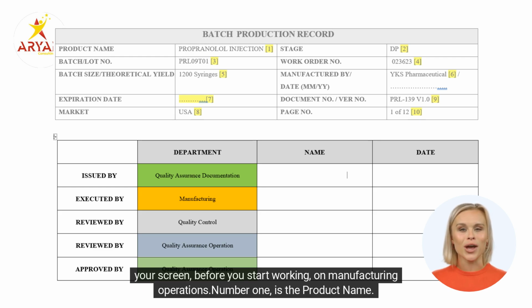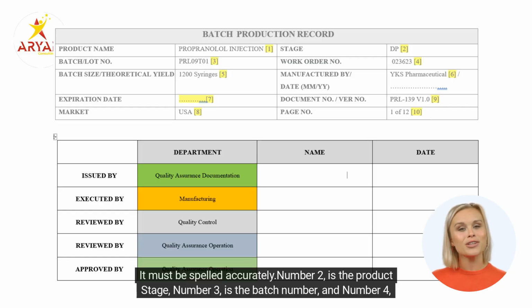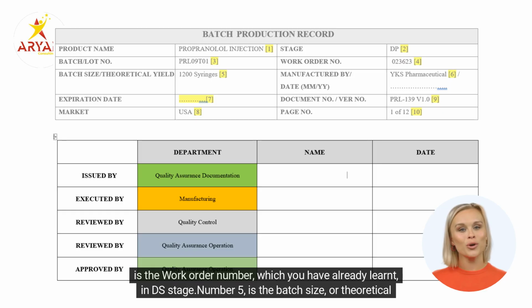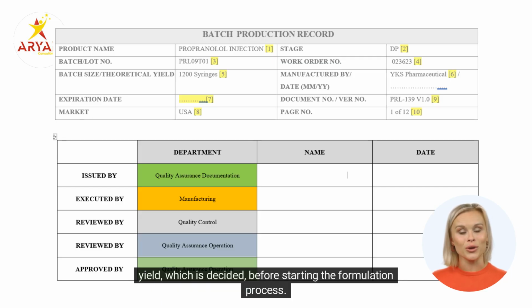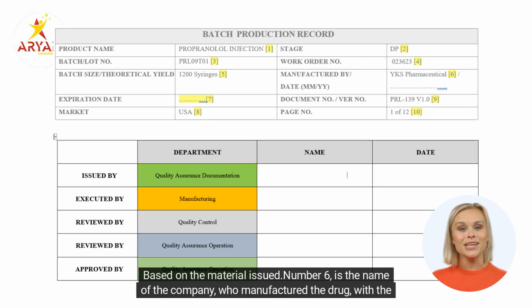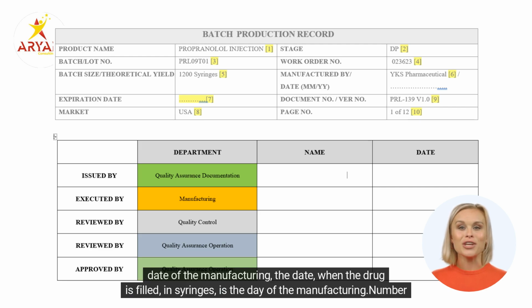Number 1 is the product name. It must be spelled accurately. Number 2 is the product stage. Number 3 is the batch number, and number 4 is the work order number, which you have already learned in DS stage. Number 5 is the batch size or theoretical yield, which is decided before starting the formulation process, based on the material issued. Number 6 is the name of the company who manufactured the drug with the date of the manufacturing. The date when the drug is filled in syringes is the day of the manufacturing.